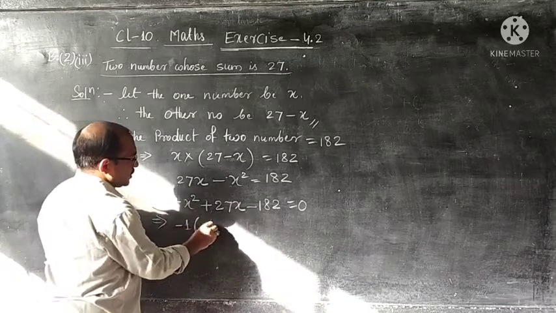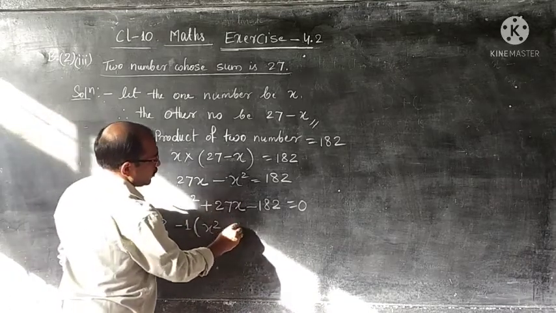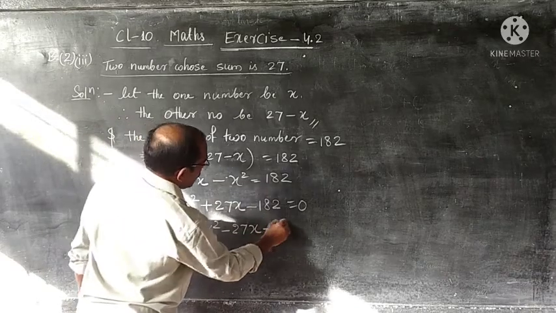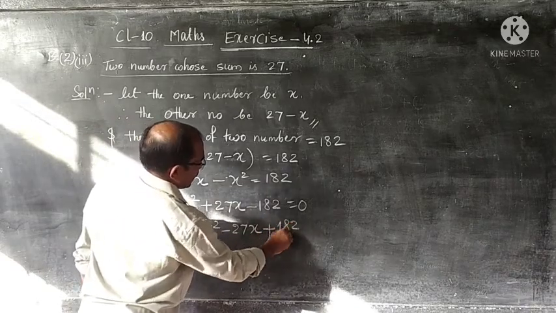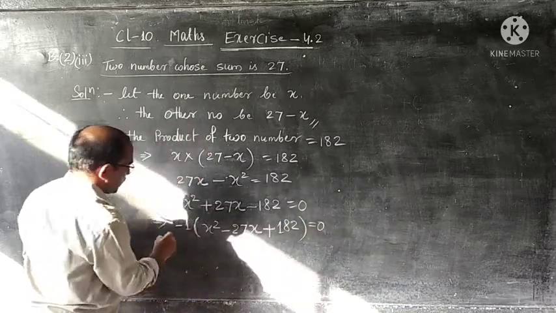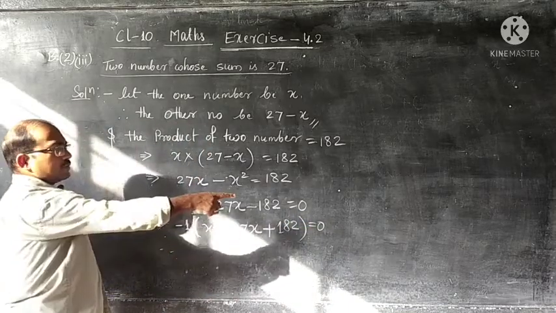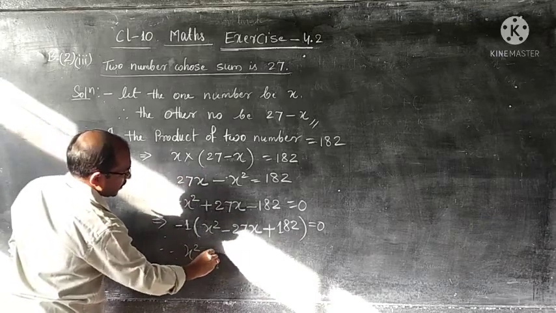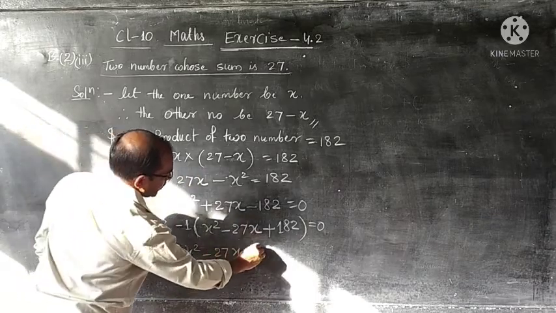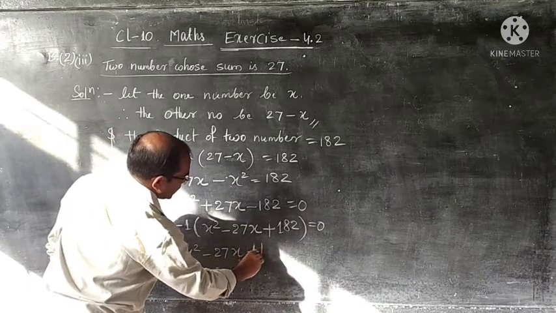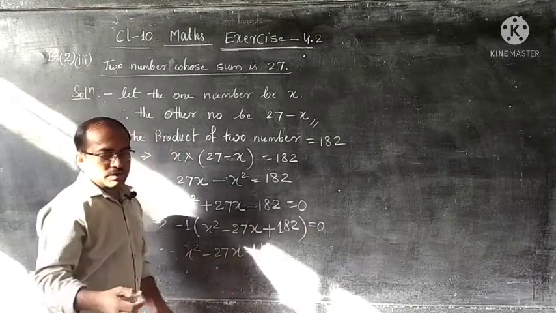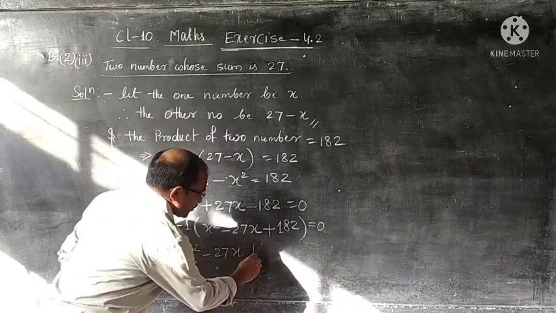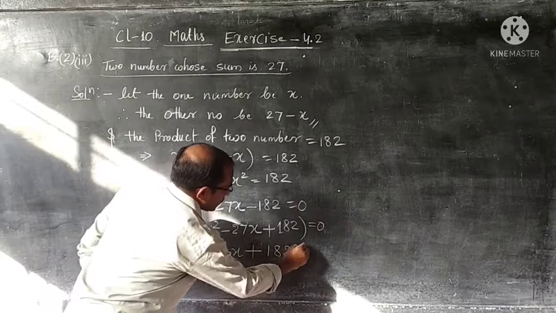So x square remains, plus 27 will become minus 27x, and minus 182 will change to plus 182, is equal to 0. And finally we get what? This minus 1 will become 0 minus 1. Nothing to think about that. So x square minus 27x plus 182 is equal to 0.